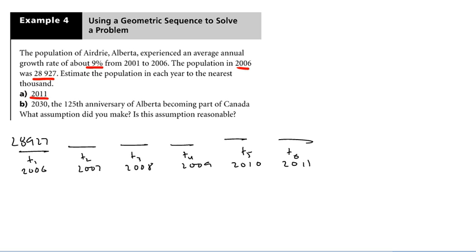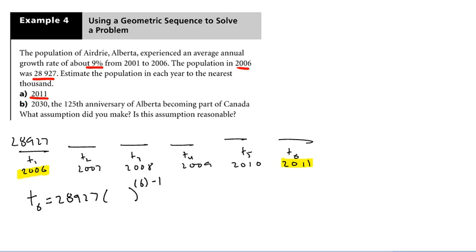A very common mistake in questions like this is people go 2011 minus 2006 and assume they are looking for T5. Hopefully everyone can see from this little diagram that that is wrong, and that we're actually looking for T6. So T6 is going to be 28,927, and that's going to be to the power of 6 minus 1.